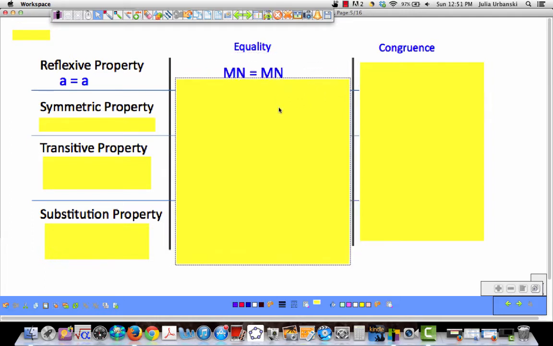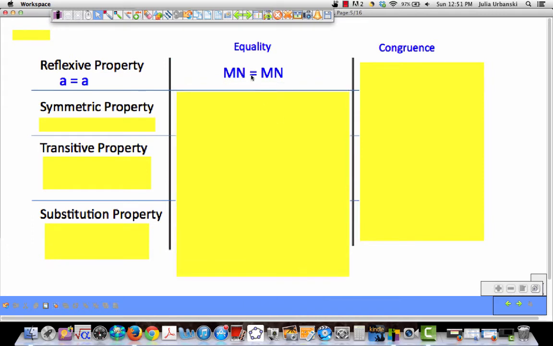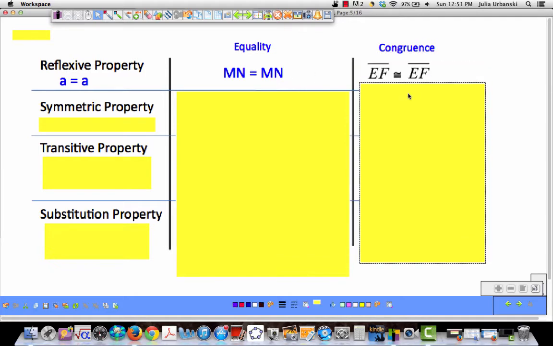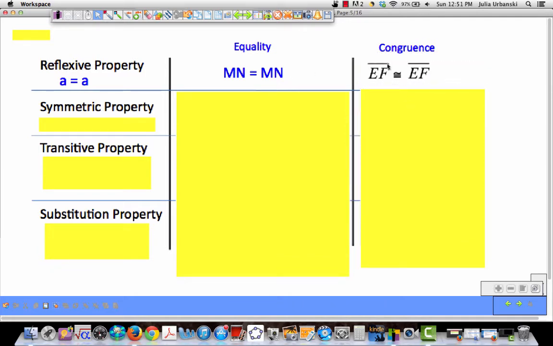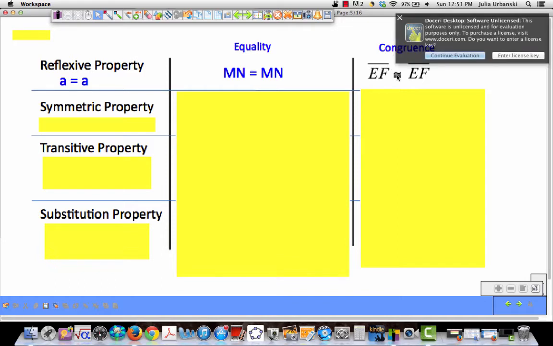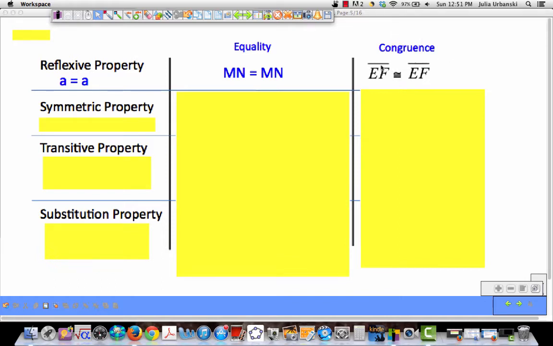For equality, we could say something like this. Segment MN equals itself, MN. And for congruence, you could say EF. Notice there's a bar on top whenever you use the congruent sign. EF is congruent to segment EF. Okay, so both sides match perfectly. It's the same thing on both sides.